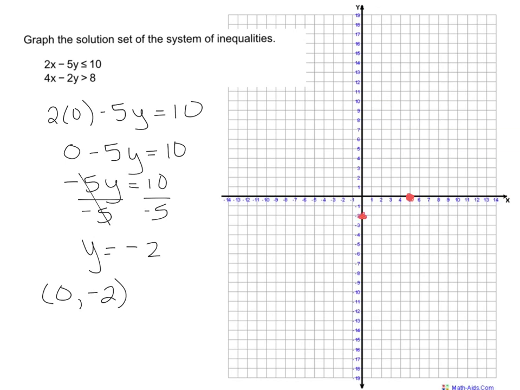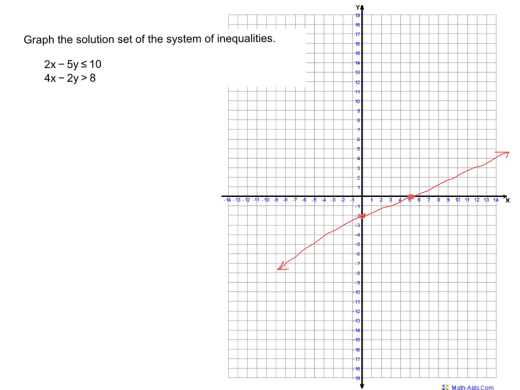Now that I have 2 points, I can connect the line. Remember that the original inequality was less than or equal to. Whenever you have that equal to sign underneath the inequality, that becomes a solid line. So we'll connect those two dots with a solid line. Okay, so that is the line of our first inequality.